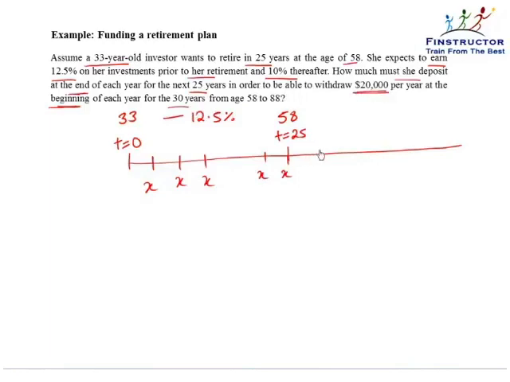So she's going to withdraw $20,000 per year for the next 30 years, that is from t equal to 25 to t equal to 55, at which time her age will be 88. And these withdrawals will be happening at the beginning of each of the years.